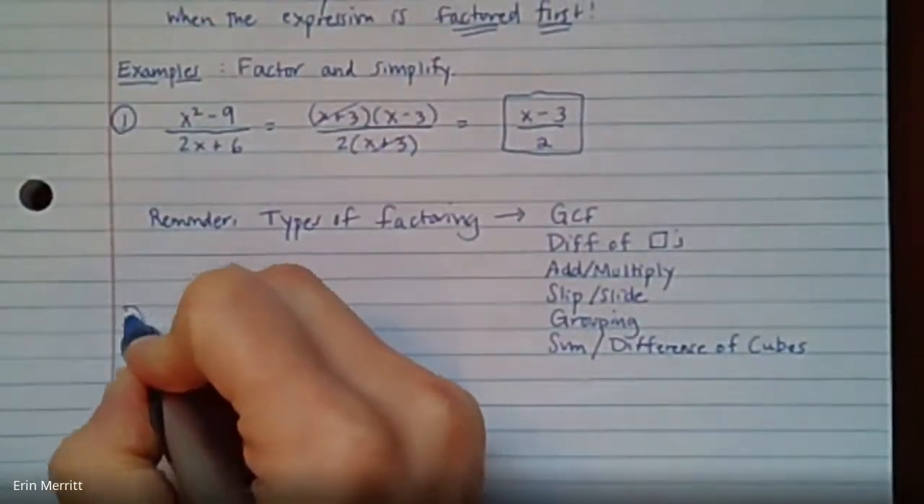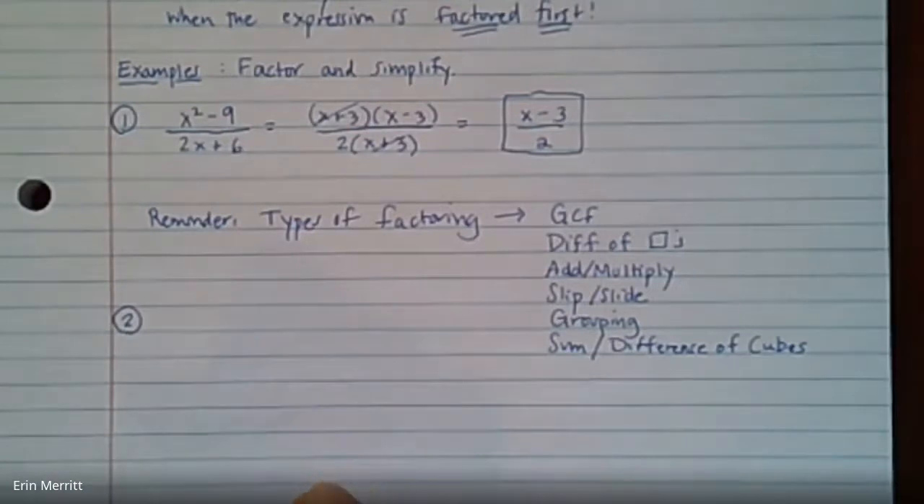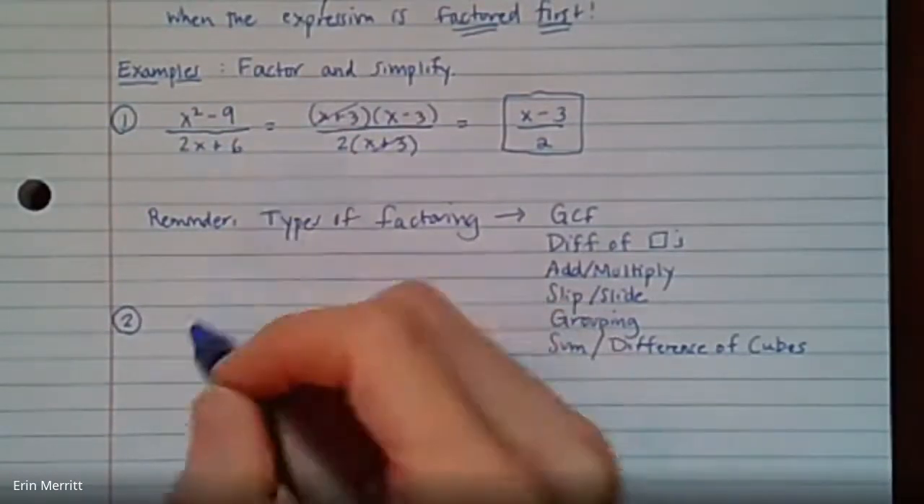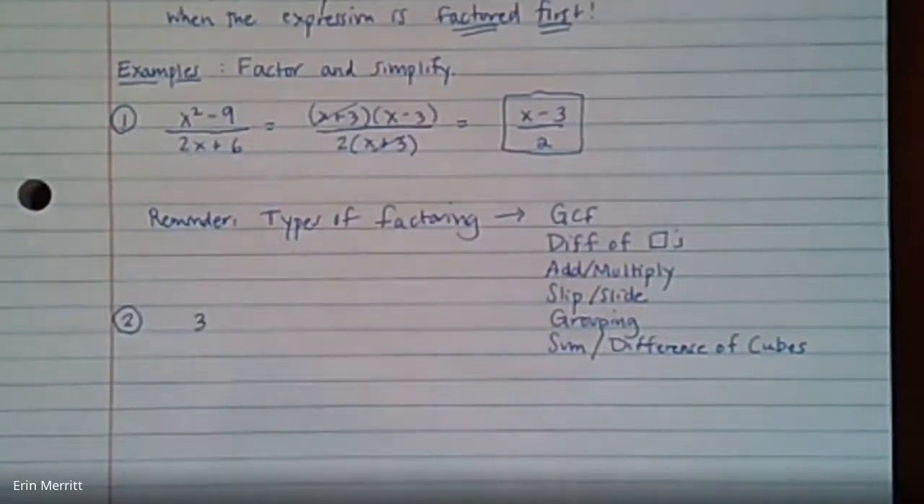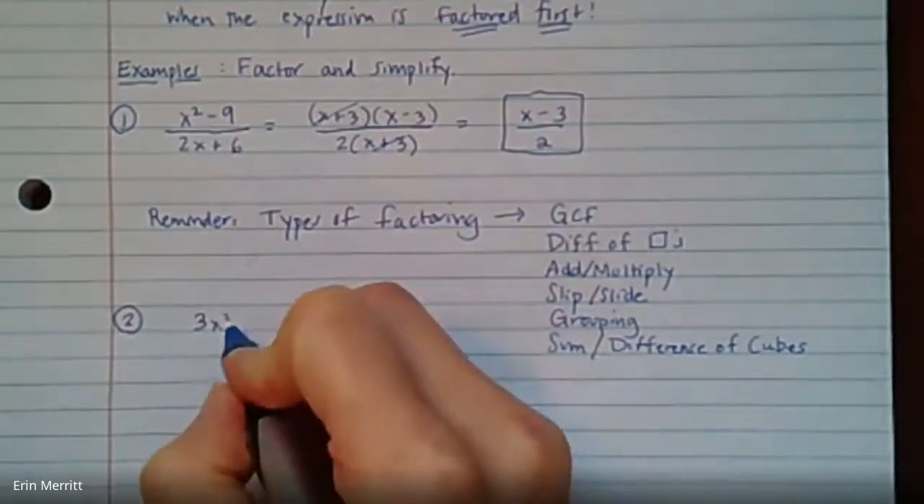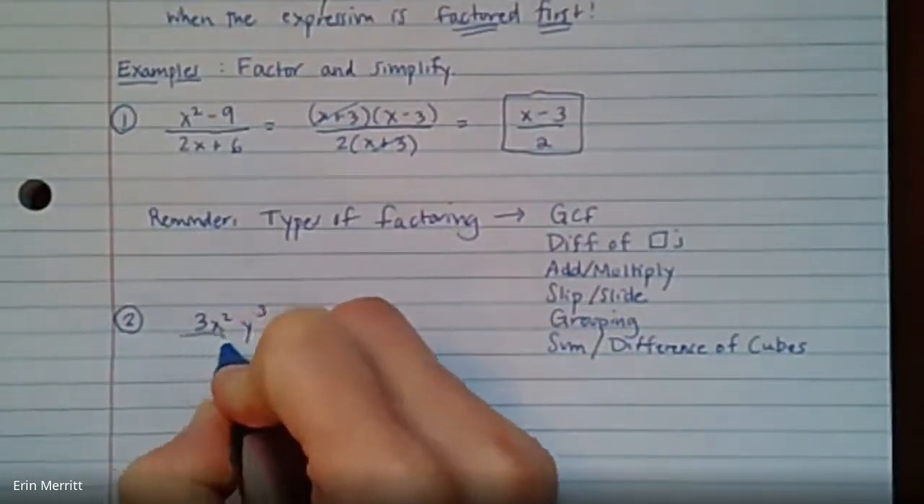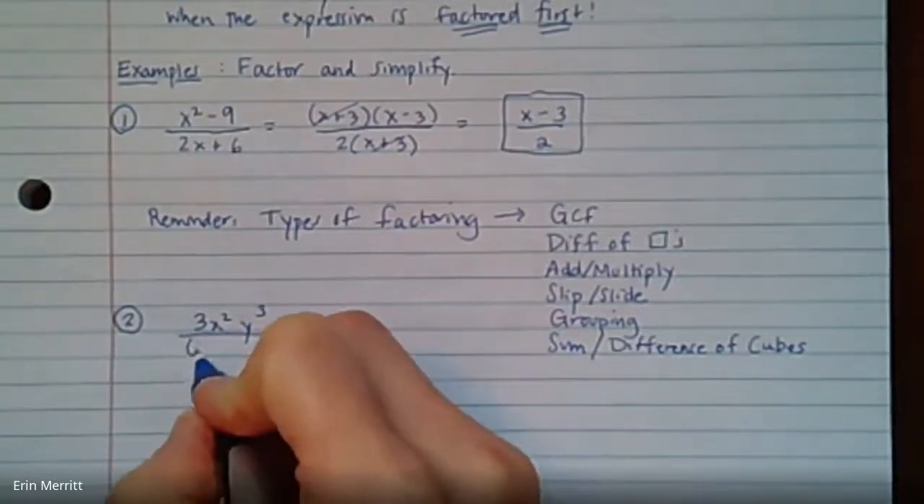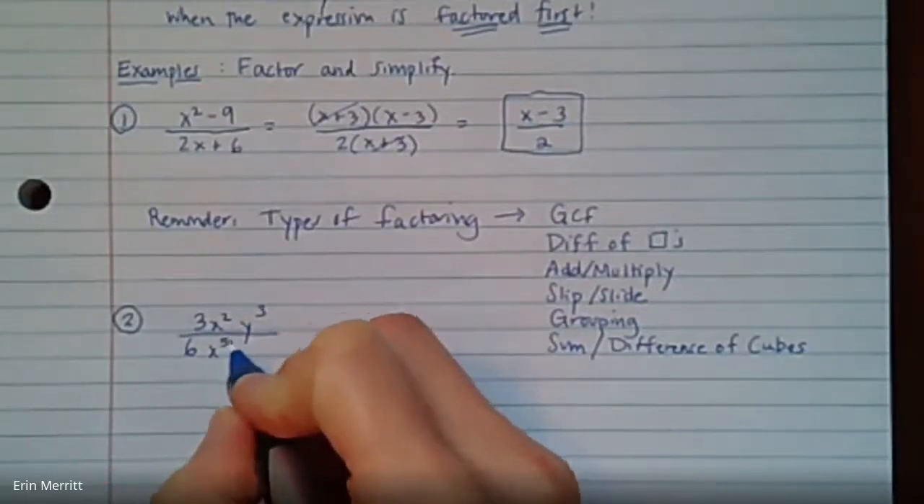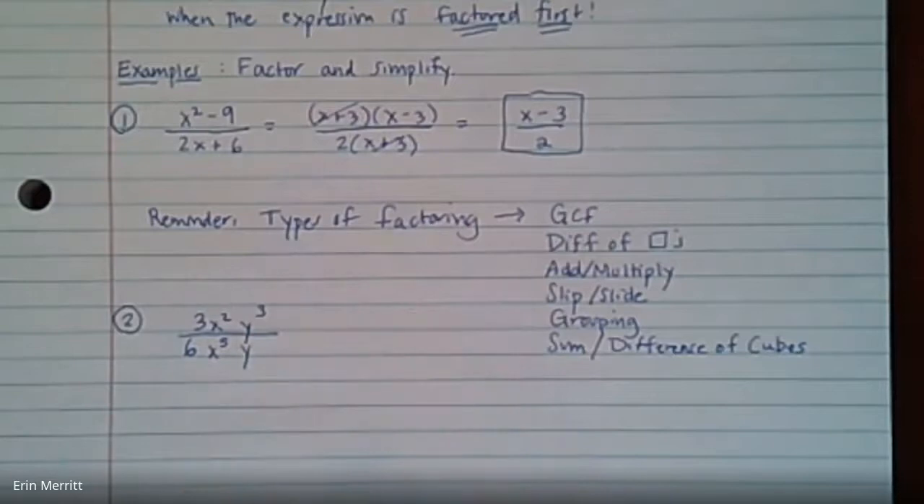So with that being said, try number 2 here. Number 2 doesn't really require any of these. I know that sounds like a weird setup, but I also want you to think, okay, well, what if I don't have this? What's the only other thing you could see? So if I have 3x squared times y cubed over 6x to the 5th times y.